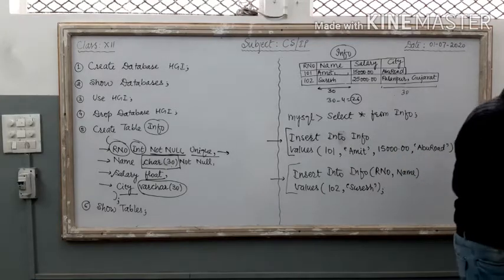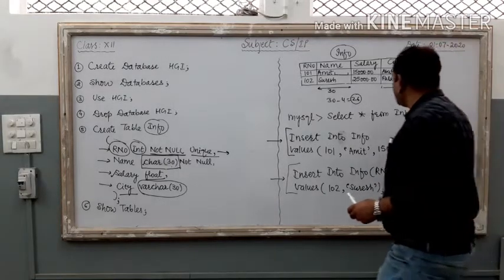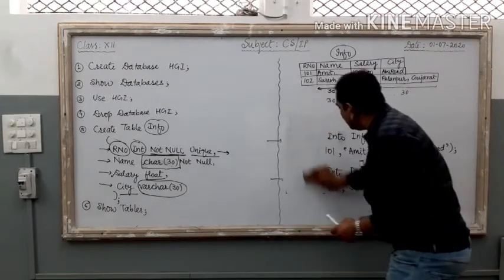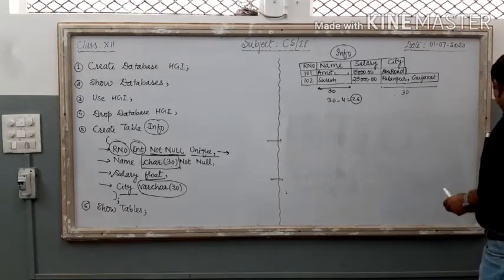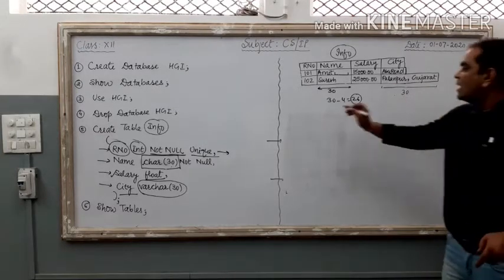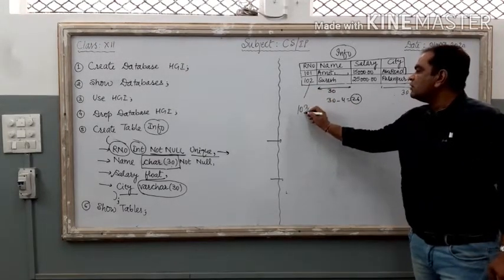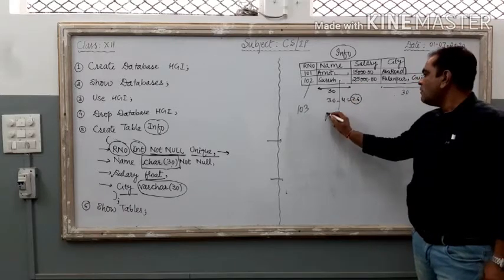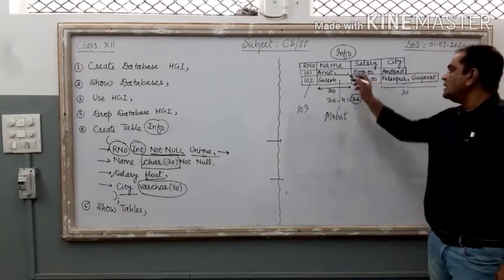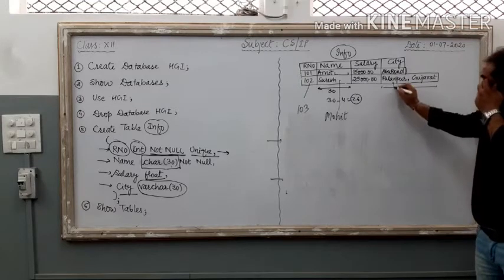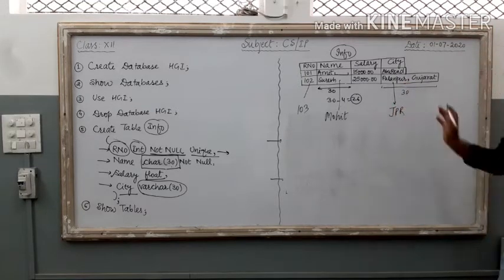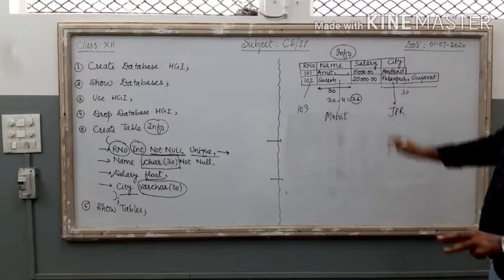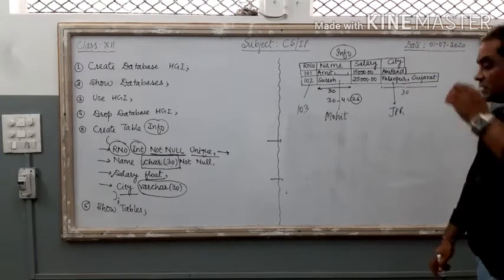Now, what will happen if I have only three values that I want to insert? I want to insert 103 in the roll number, Mohit in the name column, and in the city column it is JPR. I want to insert three values into three different columns. Now just check it out.